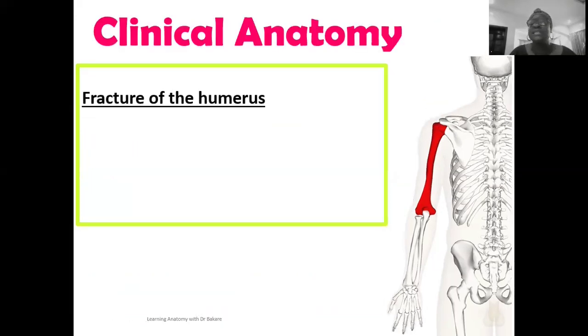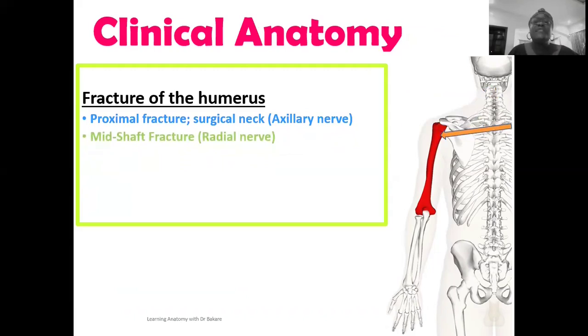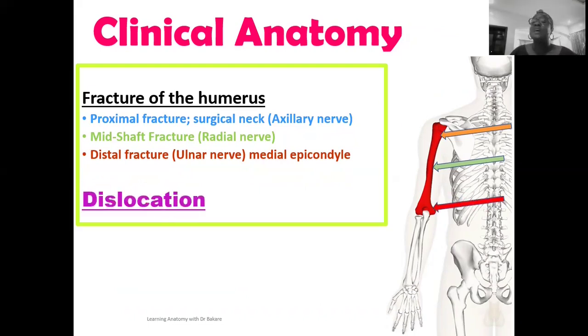Clinical anatomy. It is important that we highlight fracture of the humerus. At different regions, different nerves will be involved. A proximal fracture, specifically around the surgical neck, is expected to affect or damage the axillary nerve. We already described this in this lecture. Then a mid-shaft fracture may damage the radial nerve. At the distal region, a fracture specifically targeting the medial epicondyle should be expected to damage the ulnar nerve.